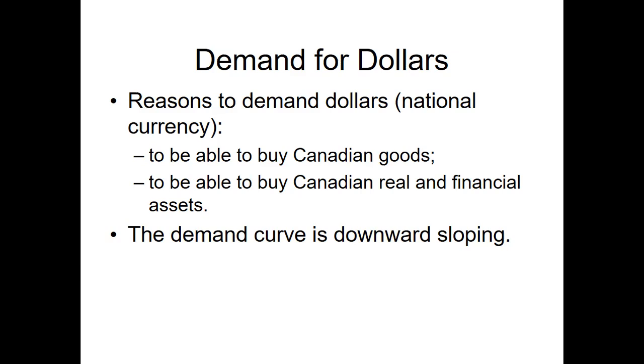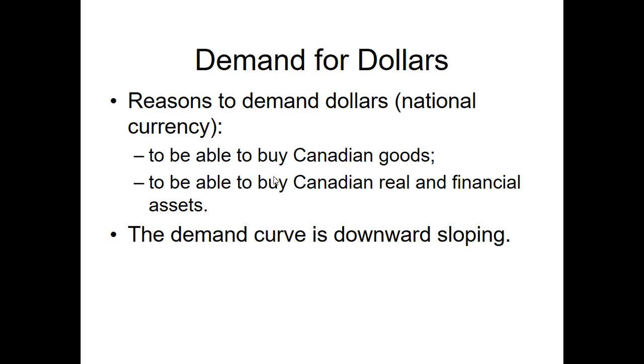And as explained in the previous video, the demand curve is downward sloping. This means that if the nominal exchange rate for the Canadian dollars would actually increase, in that case, there would be lesser units of Canadian dollars that can be bought with the same net disposable income, all other things being constant, or ceteris paribus.